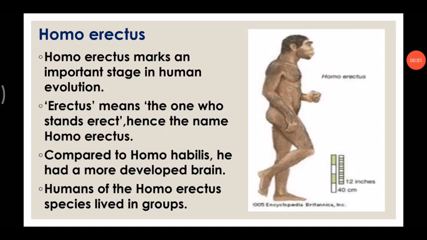The next important stage in human evolution is of the Homo erectus. Homo erectus evolved from Homo habilis. Homo erectus marks an important stage in human evolution. Erectus means the one who stands erect, hence the name Homo erectus. Compared to Homo habilis, he had a more developed brain. Humans of the Homo erectus species lived in groups.